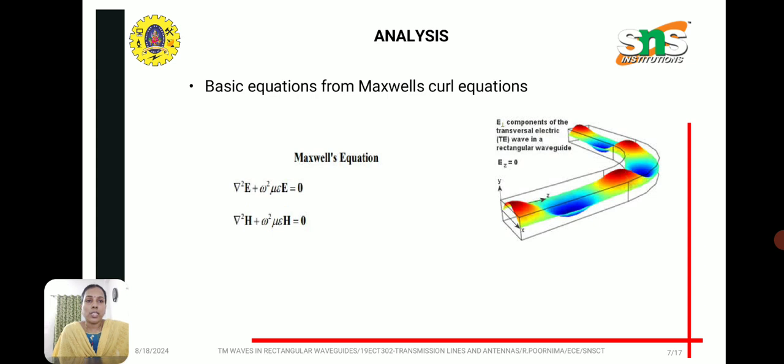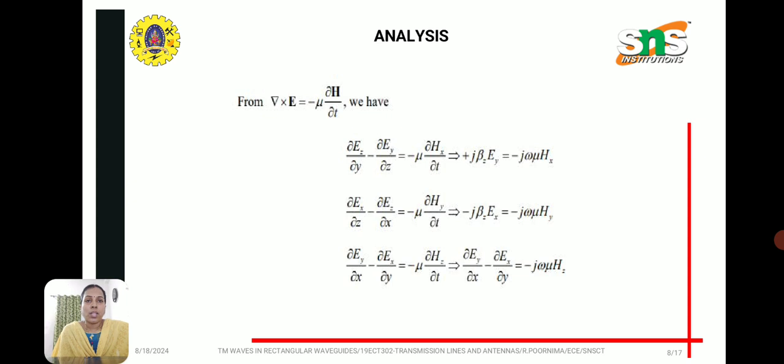Here the E component of the transverse electric wave in the rectangular waveguide, Ez, is equal to 0. Maxwell's equations and the wave equation are applied here: del squared E plus omega squared mu epsilon E equal to 0, and del squared H plus omega squared mu epsilon H equal to 0. And we are going to solve del cross E, where the curl of the electric field equals minus mu dou H by dou t.